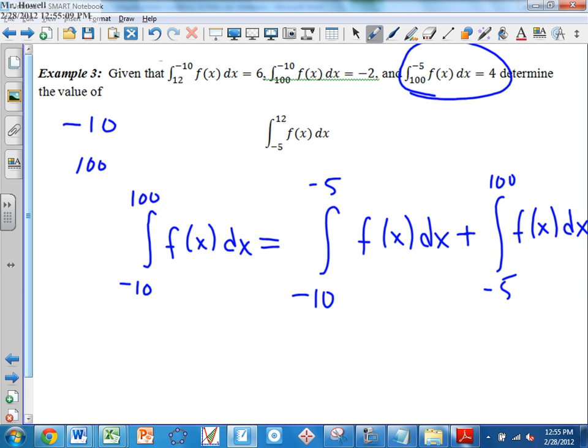Sure you can. I'm simply going to break this up into two parts and I'm going to carry this right down. Okay? So now watch, and this is going to sound really weird. I know the integral from negative 10 to 100, don't I?